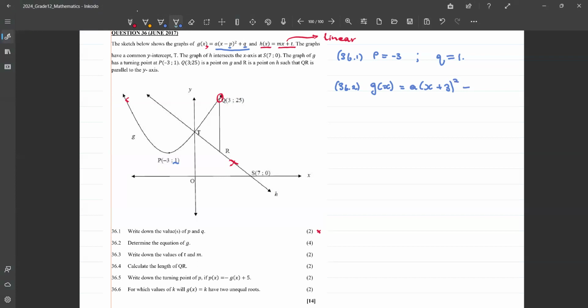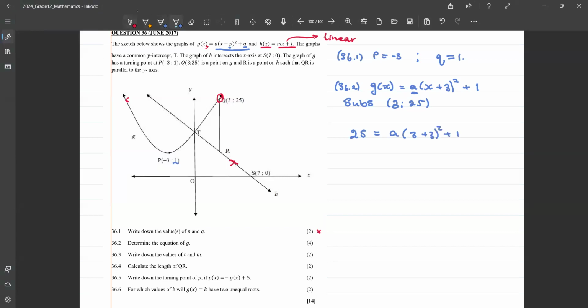And then we have the value of q. The value of q is 1. Now we have an additional point that we can use to determine the value of a. So we are going to substitute the second point, (3; 25). Our x value is 3, our y value is 25. That would help us to find the value of a. So 25 would then equal a into 3 plus 3, all squared, plus 1.